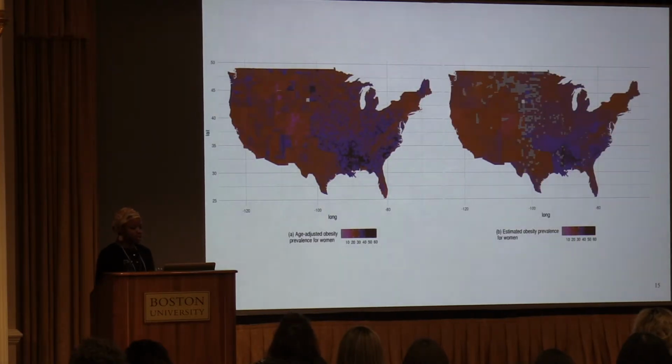Then we put this data together in a regression model and try to see if we could estimate obesity using this data, in addition to environmental covariates, so things like access to physical activity spaces, crime rates for different counties, things like that. And basically what we get is, right here is the data we're getting from the CDC, and then this is what our model is trying to estimate. And the gray areas are areas where we don't have data.